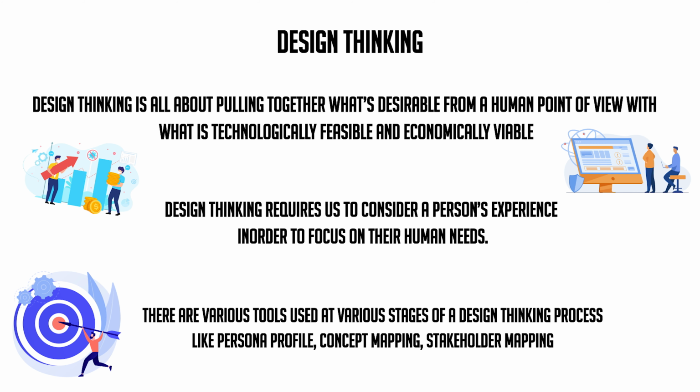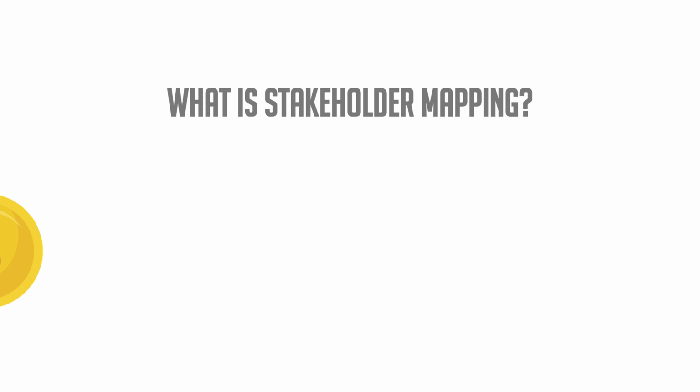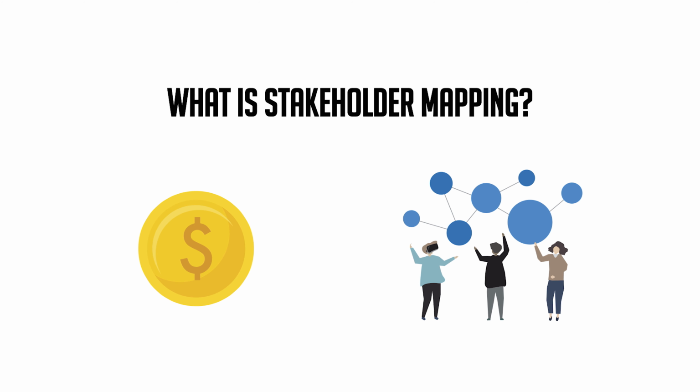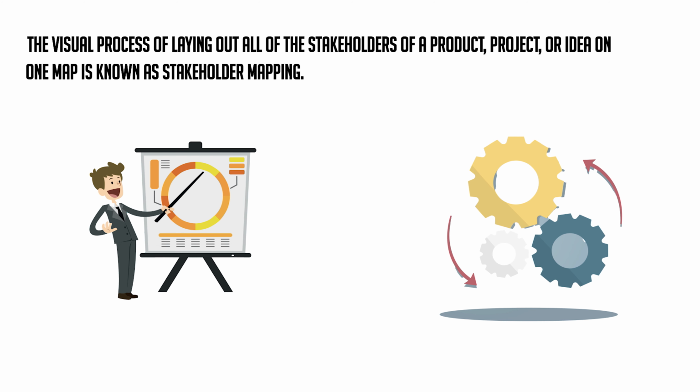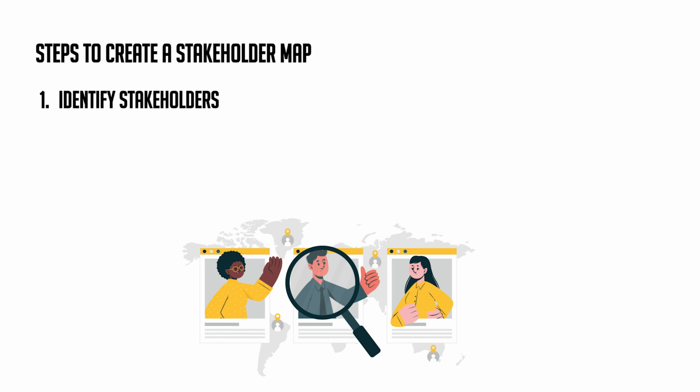Let's look into stakeholder mapping. What is stakeholder mapping? The visual process of laying out all of the stakeholders of a product, project, or idea on one map is known as stakeholder mapping. Steps to create a stakeholder map.